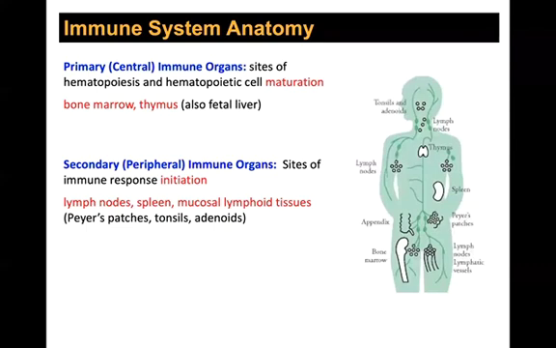And then what you have are the secondary or peripheral immune organs. This is where you initiate immune responses to infection. The most important ones, of course, are your lymph nodes. If you were ever sick and your parent felt your neck to see if you had a swollen gland, they're actually looking for a swollen lymph node, which is indicative of an immune response to an infection.